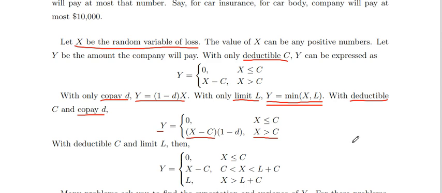Larger than this deductible, then they will pay. But they will not pay the whole, they will pay 1 minus D. So this means you should pay the deductible C. Suppose the deductible is $500, so you should pay $500. And above $500, you still need to pay 20%. So the insurance will pay 80%, right?